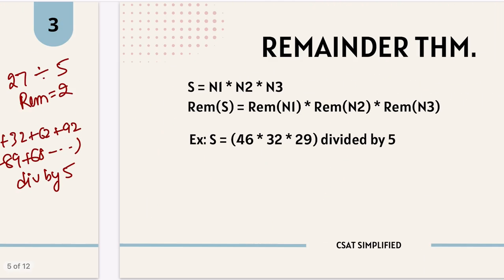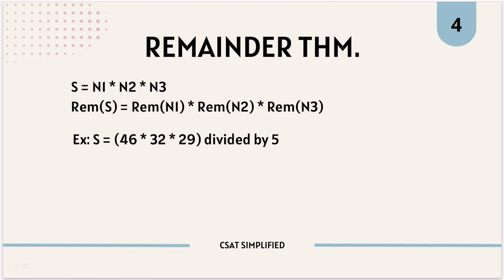If we go to the next part, this remainder theorem is exactly the same for multiplication as well. There are three numbers which are multiplied, and they ask you for the remainder when divided by 5. One thing you can do is multiply 46 by 32 and that by 29. It is going to be a very, very long number, and then you can divide it by 5 to get an answer. That is one way of doing it, but that is not the correct way.